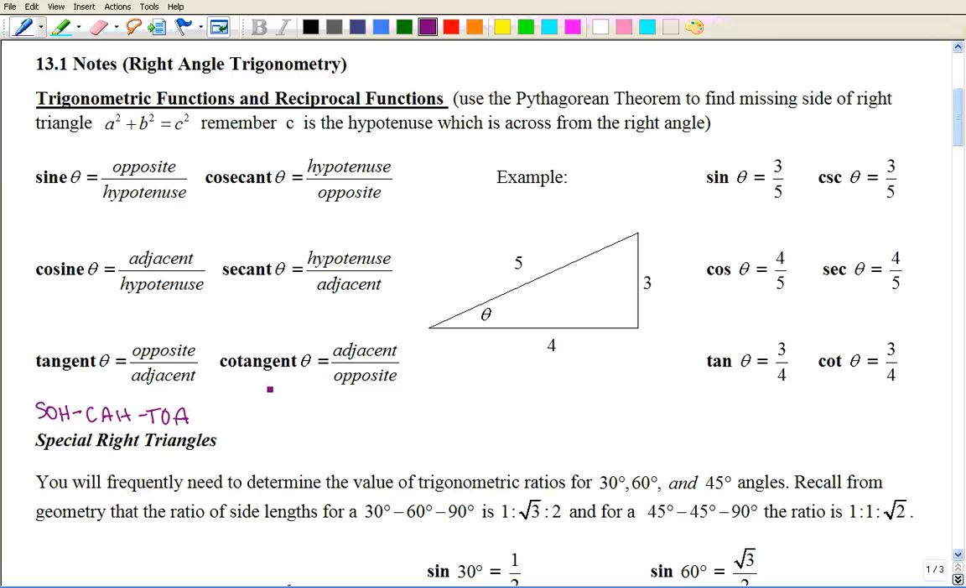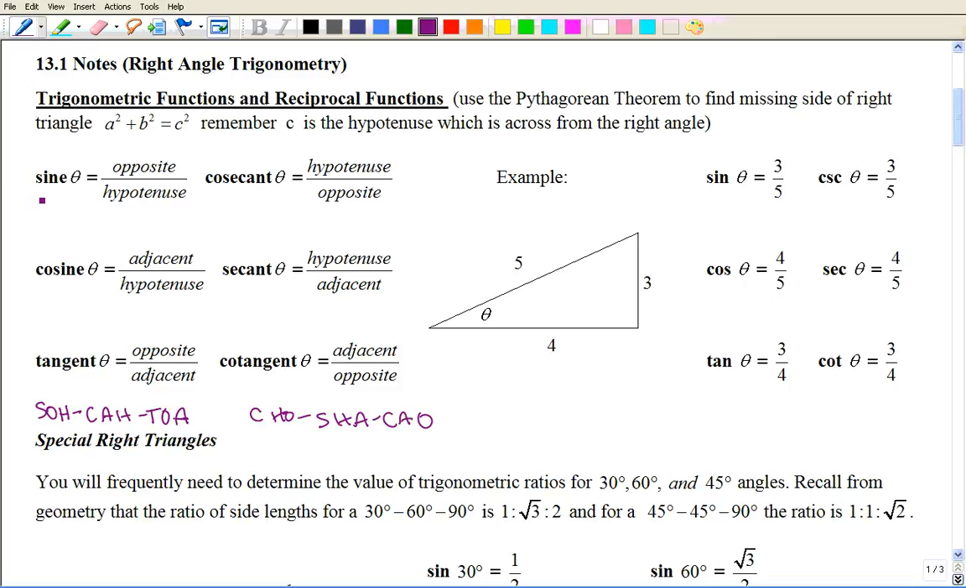We also have these three functions, which are cosecant, secant, and cotangent. Cosecant is just the reciprocal of sine, so we have hypotenuse over the opposite. Secant of theta will be the hypotenuse over the adjacent, and cotangent is the adjacent over the opposite. It doesn't quite sound as cool, but if you wanted to, you could remember it's cow. I don't know if that's even helpful. Or just know that each of these letters will be the reciprocal of the SOHCAHTOA.